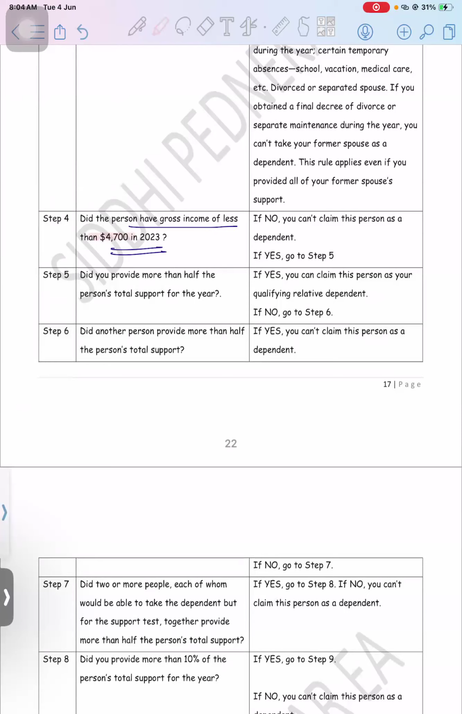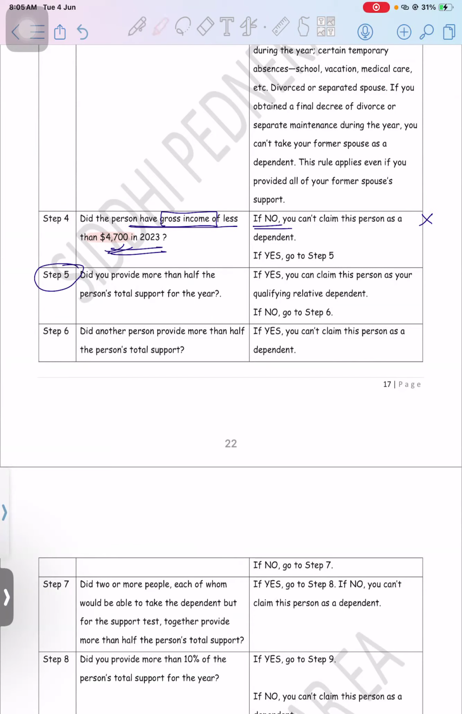That is, they should not be earning $4,700 or more. Okay, more than 4,700 is not allowed. Exactly 4,700 is allowed. We'll see the definition of gross income, what all things should be included in this 4,700, but they should not be earning more than $4,700. If they are earning more than 4,700, you cannot claim that person as a qualifying relative. If yes, they are earning within this limit, go to step 5.